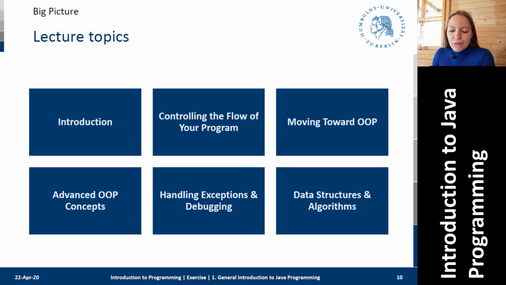Okay, so there are 6 topics in total that are covered in our course, in lectures and in Java exercises as well. These are introduction, controlling the flow of your program, moving towards object-oriented programming, advanced object-oriented programming concepts, handling exceptions and debugging, and data structures and algorithms.